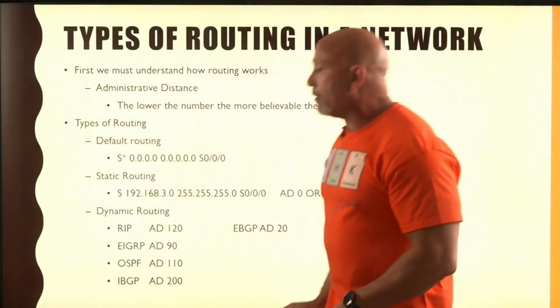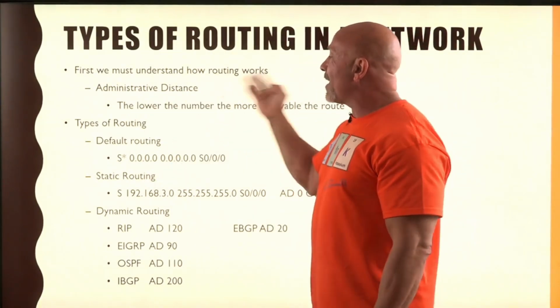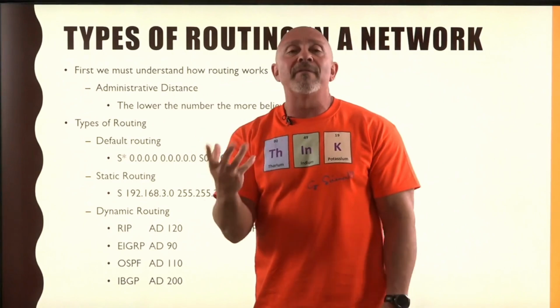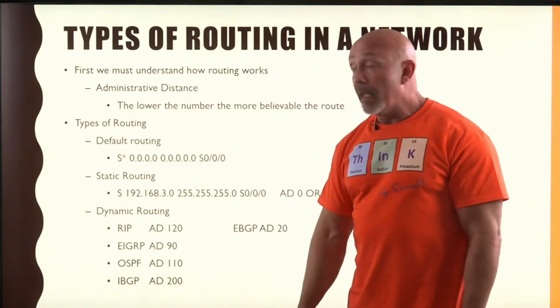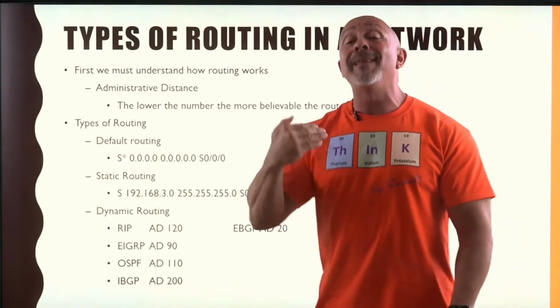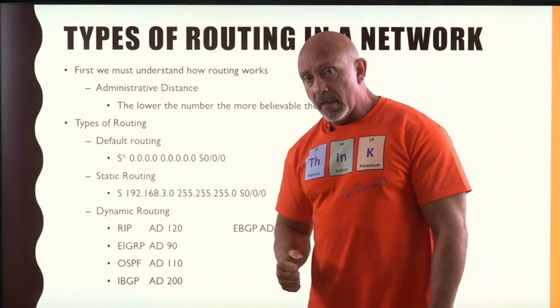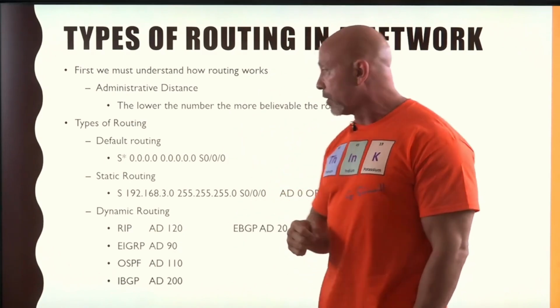And let's switch back over here. All right. So now that we know how things get across, what is an administrative distance? An administrative distance is a given number to the type of routing that you're going to use. And like it says right there, the lower the number, the more believable that route is. So you have to keep that in mind when you decide what type of routing you're going to do.